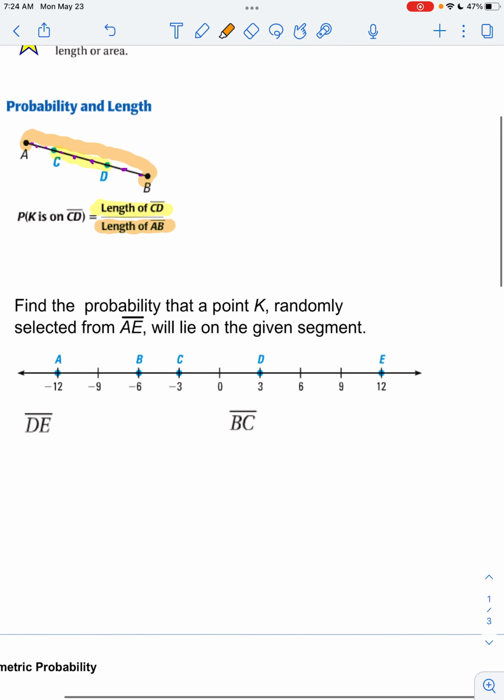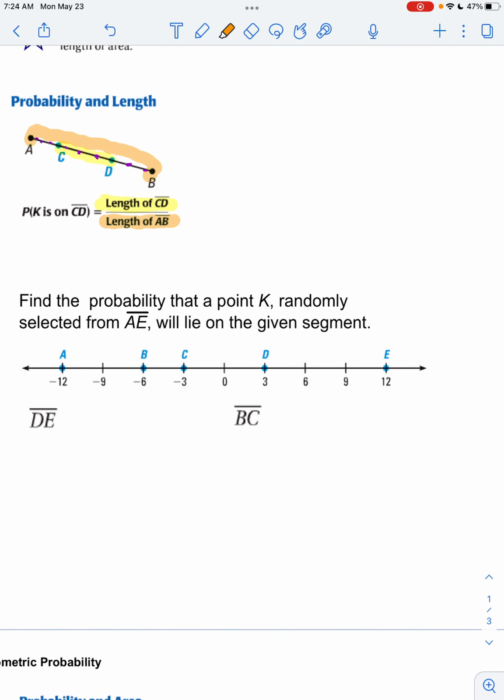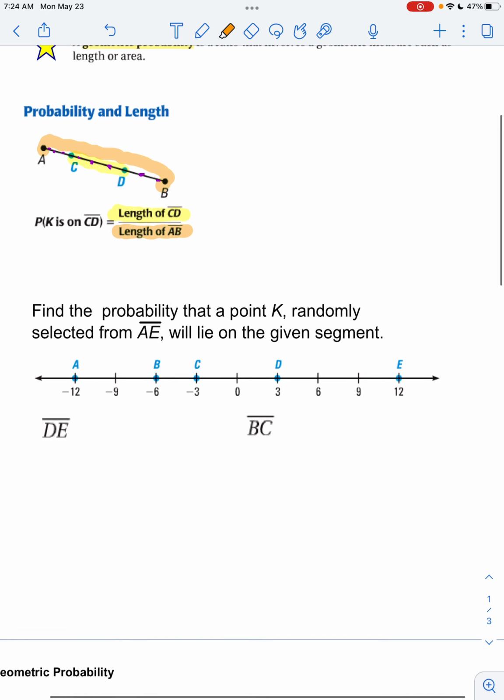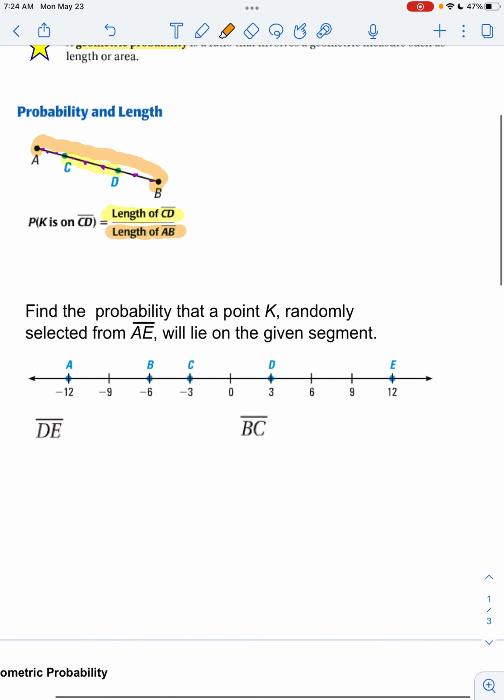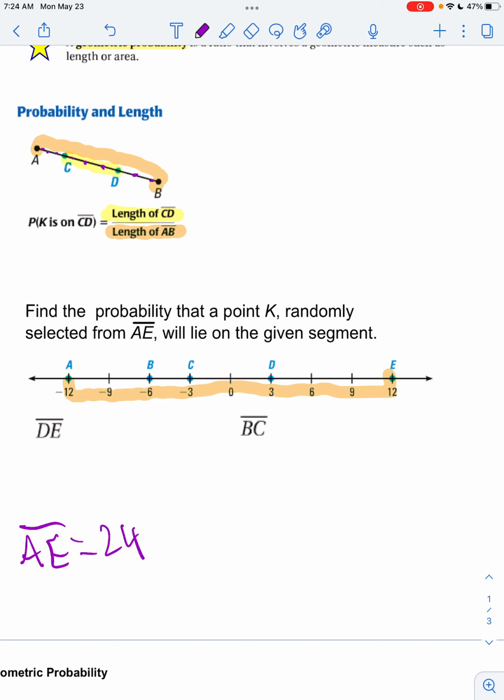Find the probability that a point K randomly selected from AE will lie on the given segment. So let's first look at AE. AE goes from negative 12 to positive 12. So the distance of AE is a total of 24.